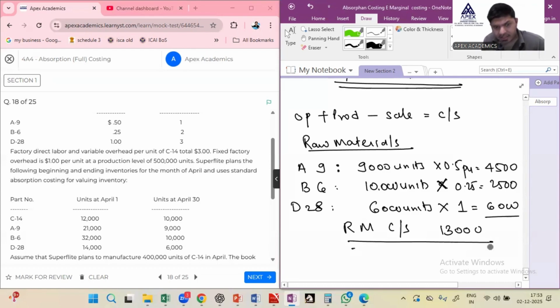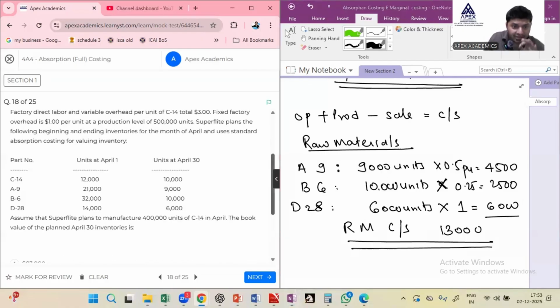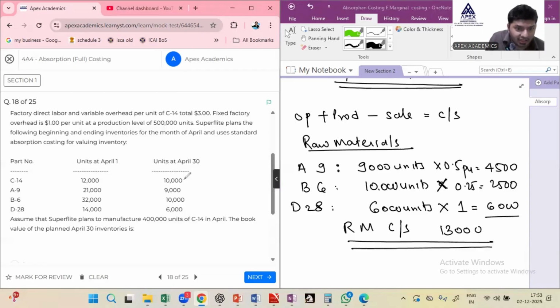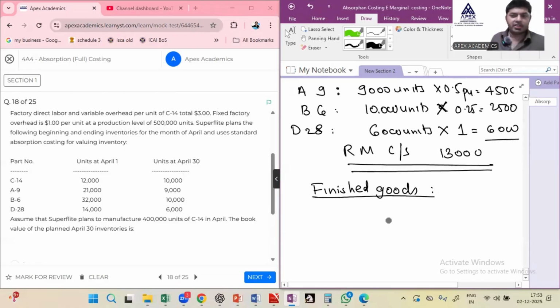They are asking us the book value of the planned 30th April inventory. Now please try to understand, my inventory of C14 is 10,000 units. Now this is where the fun is. Now I am looking at finished goods closing stock valuation. First of all, please pay attention. My finished goods are valued under absorption costing at cost of production.